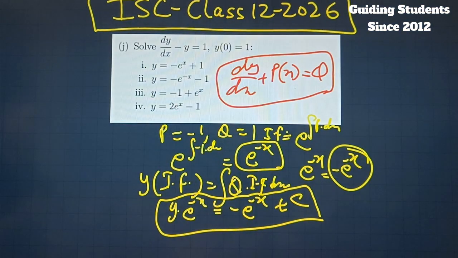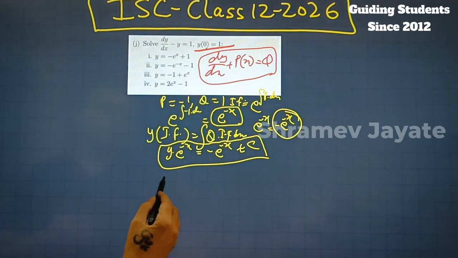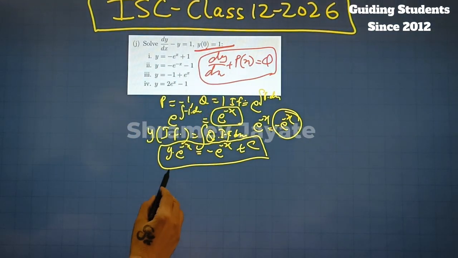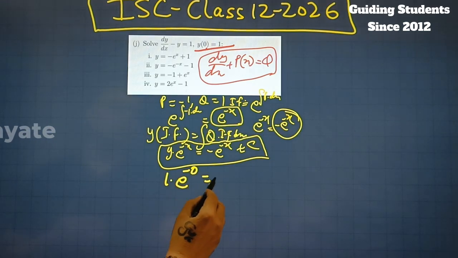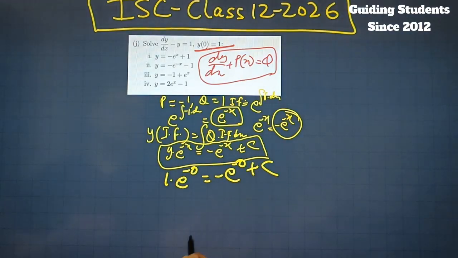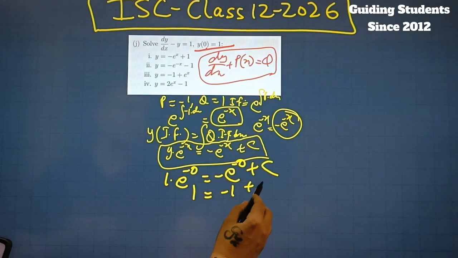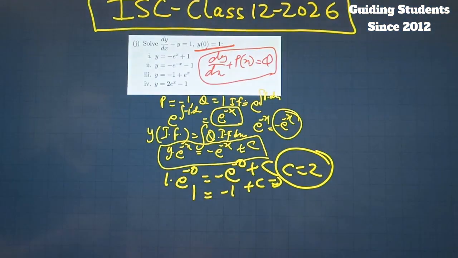Now what does it state basically? It states y of 0 equals 1. That means we have to substitute the value x equal to 0 here, and y is equal to 1. So 1 into e raised to the power minus 0 is equal to minus e raised to the power minus 0 plus c. We need to find the value of c here. So e raised to the power minus 0 is nothing but 1. So 1 equals minus 1 plus c. So this implies c equals 2. So you are getting c equals 2.